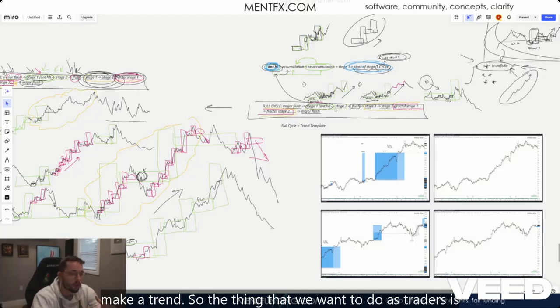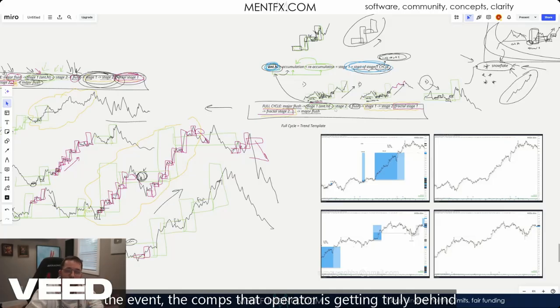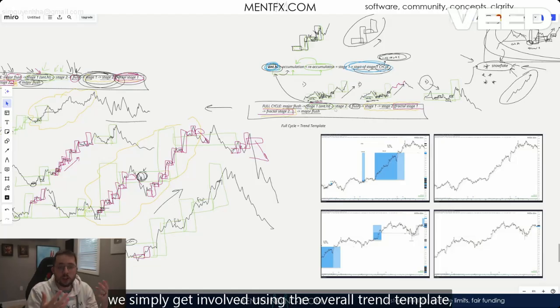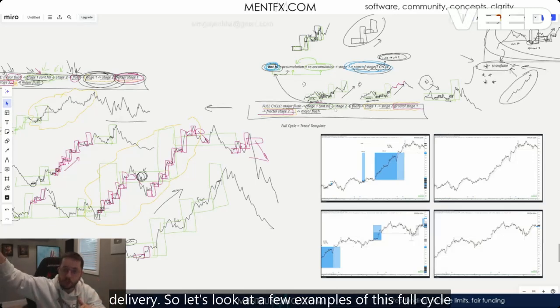So the thing that we want to do as traders is position ourselves within the trend template. We want to execute trades within what we suppose to be a true trend template because in that sense, every time we execute a trade, we're doing so with the knowledge that in the event the composite operator is getting truly behind this move and the move is going to go, we're going to be there. So the idea is we orient ourselves in the market, we understand where we are, we look at the cycle to understand that a trend template is delivering, and we simply get involved using the overall trend template, understanding that it's going to result in continuation delivery.